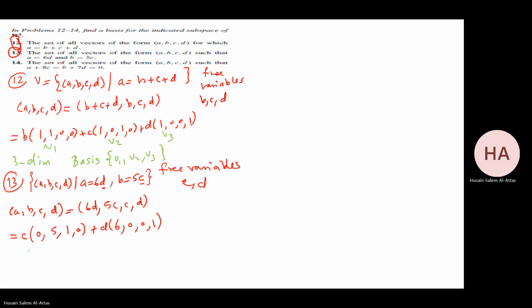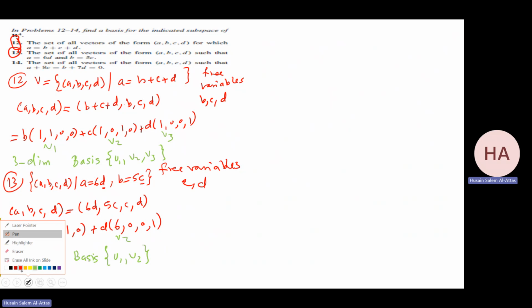So that means I have this V1, this is V2, so it's two-dimensional. I have two vectors for the basis. And what are these two vectors? V1, V2. Yeah, 0, 5, 1, 0, and 6, 0, 0, 1. Correct. Okay. Next one, 14.